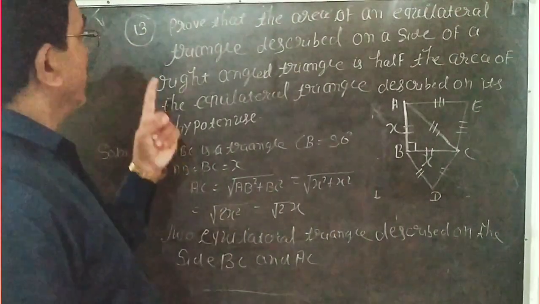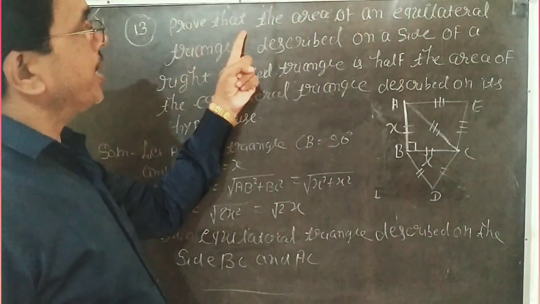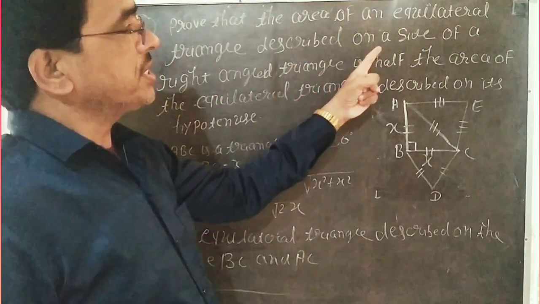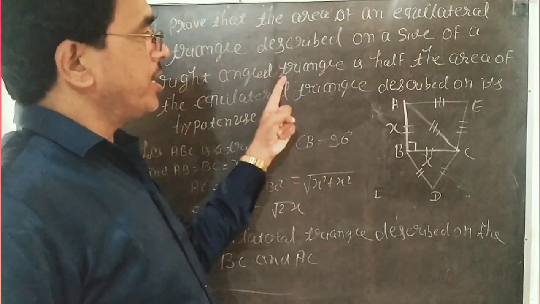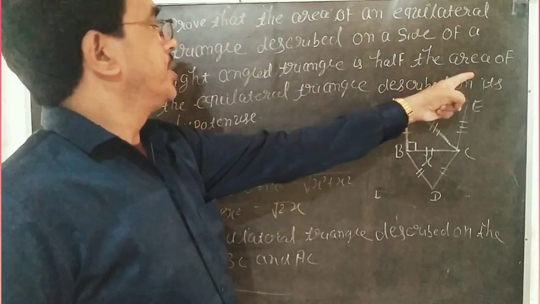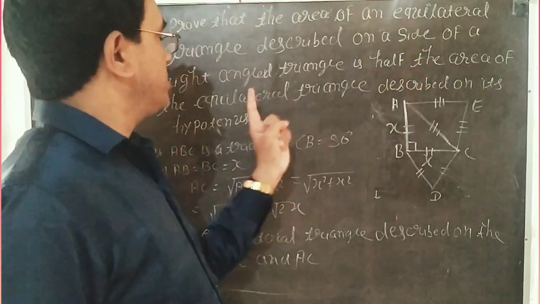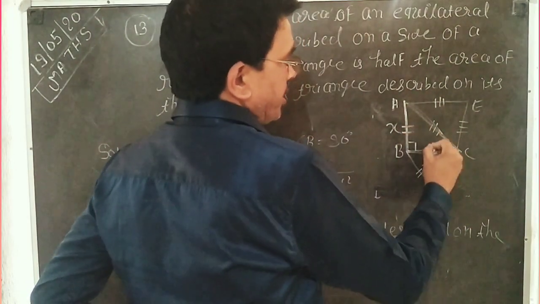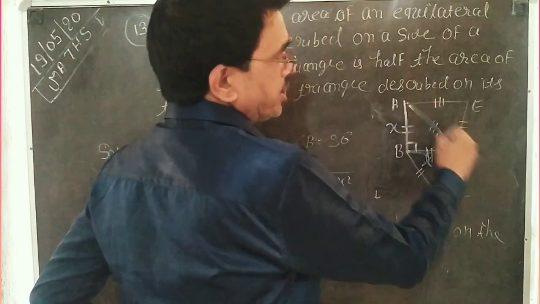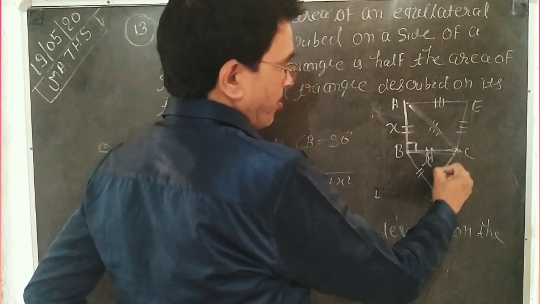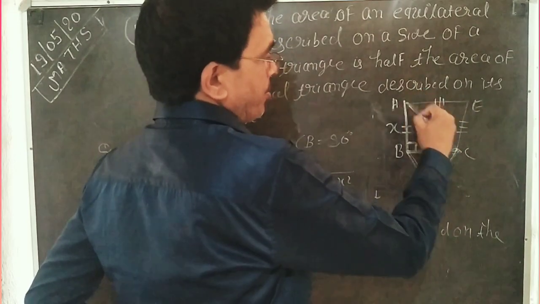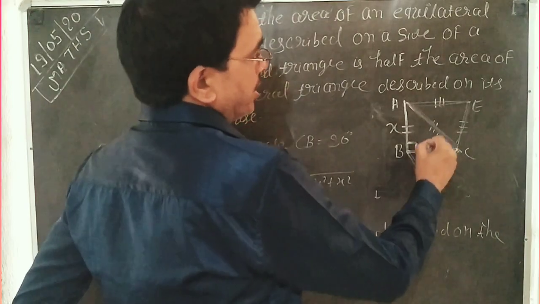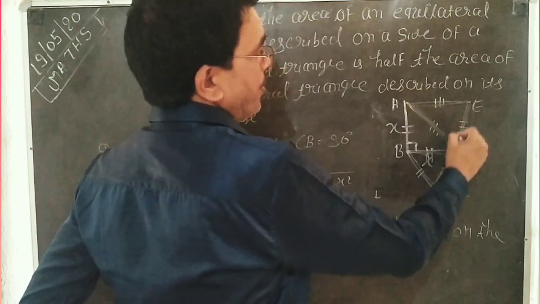Now see question number 13: prove that the area of an equilateral triangle described on a side of a right angle triangle is half the area of the equilateral triangle described on its diagonal. Here a right angle triangle is given and it is isosceles. That means these two sides are equal and this is the hypotenuse of the right triangle. One equilateral triangle is formed on the side, that is BCD. Another equilateral triangle is formed on the hypotenuse, that is AC. Your question is to prove the area of BCD is half of the area of ACE.